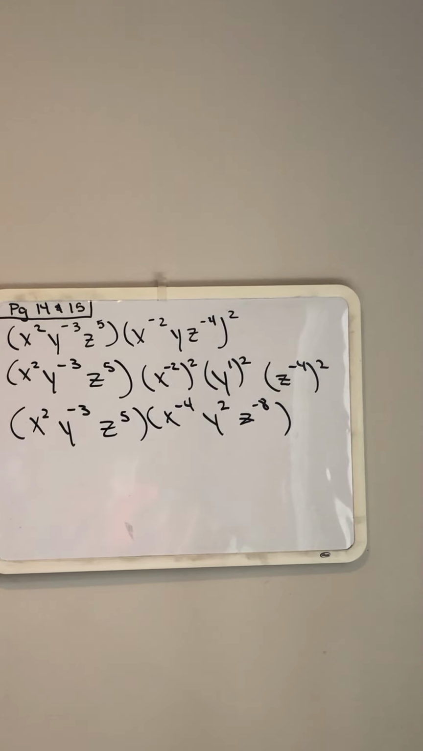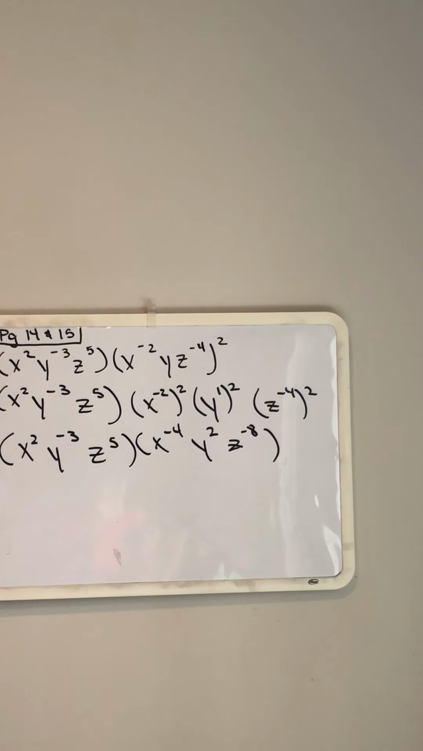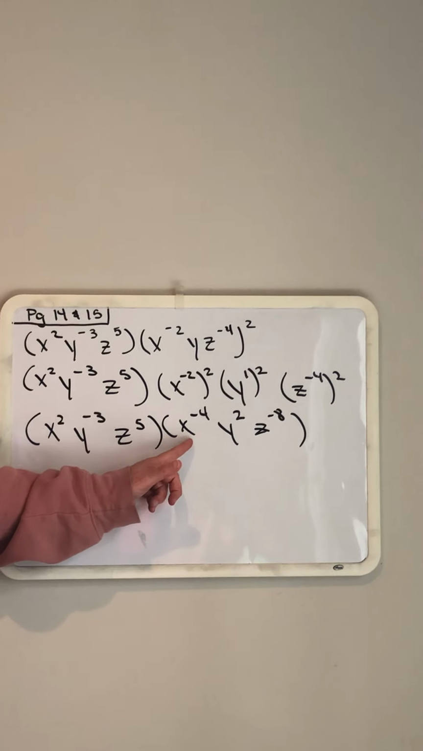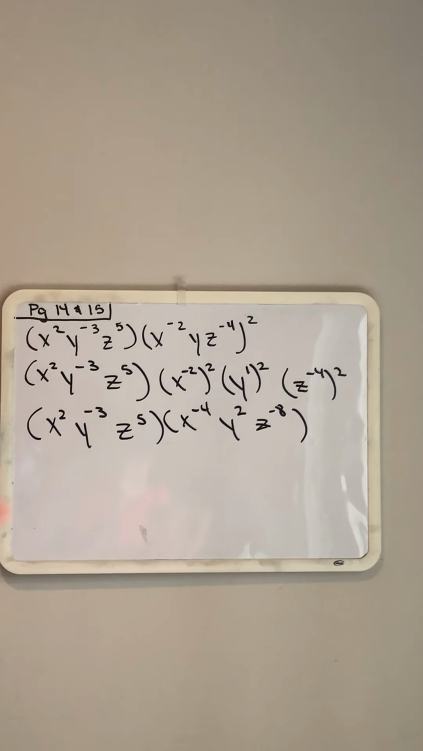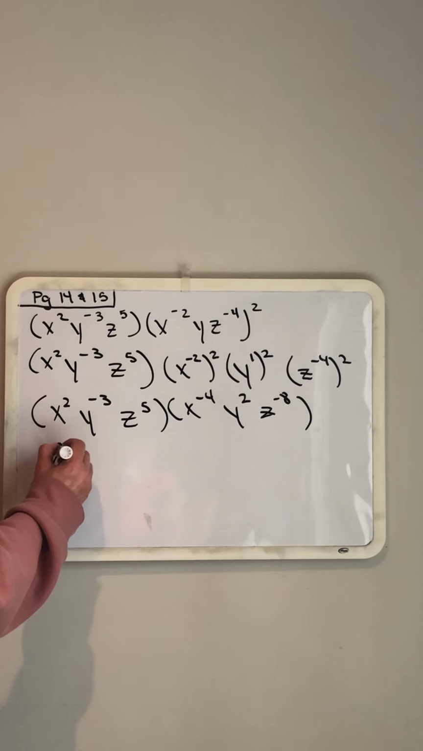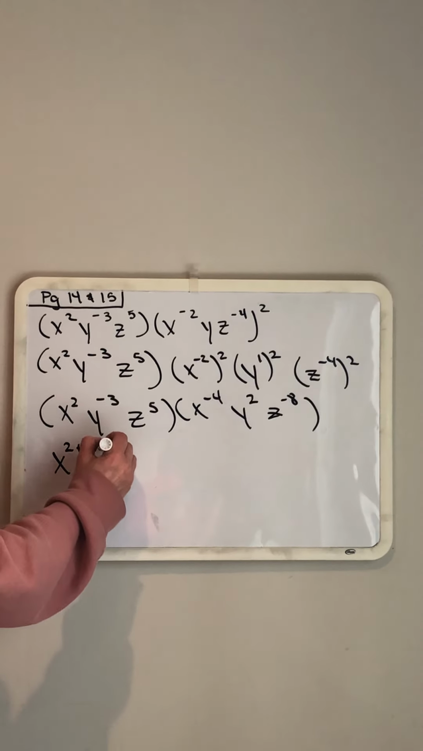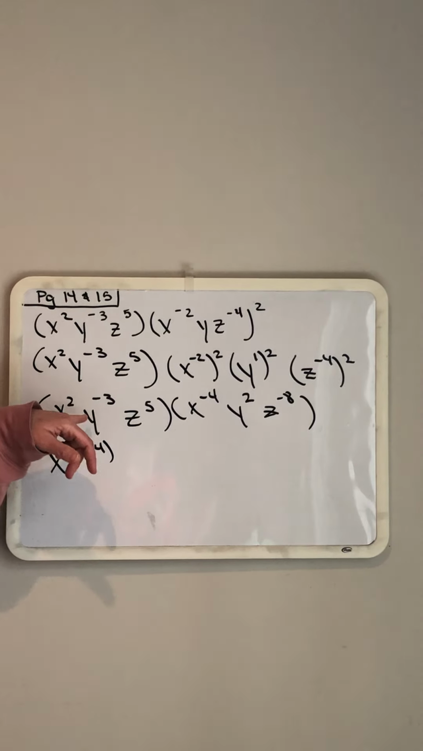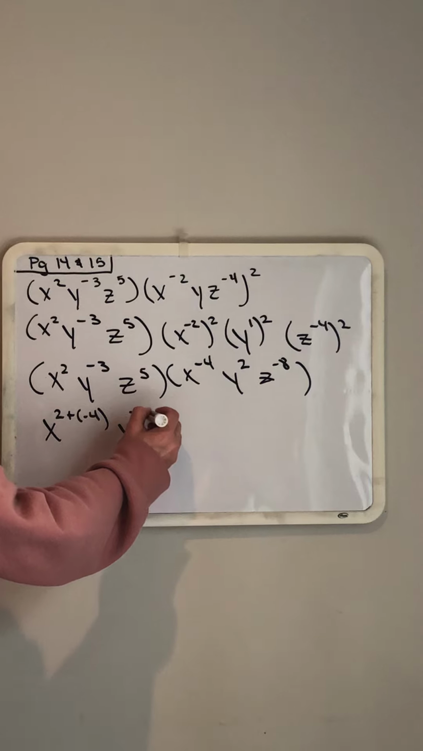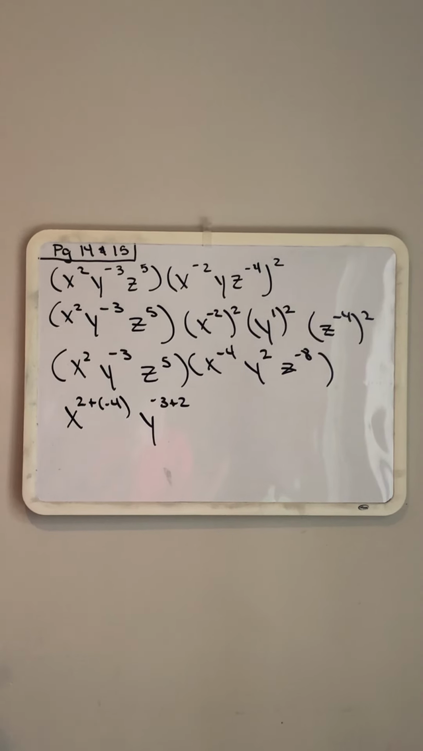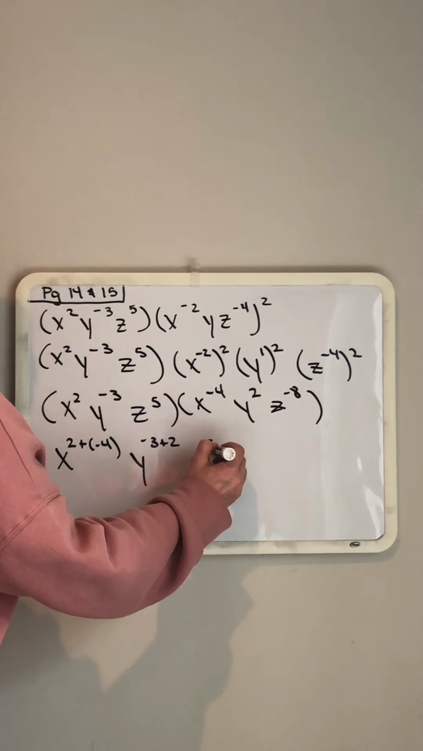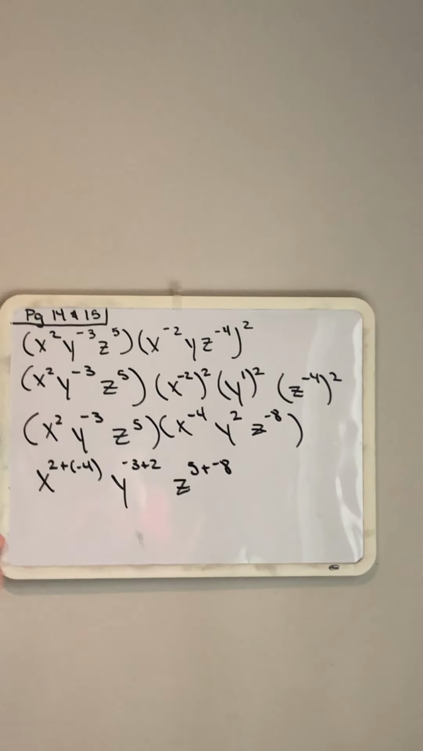Now, when you look at this, you're like, what am I supposed to do with that? Because the variables aren't next to each other. But really, x to the second and x to the negative fourth are just two of the same base being multiplied, so you add the powers. So this becomes x to the 2 plus negative 4. For the y's, you have y to the negative 3 plus 2. And for the z's, you have z to the 5 plus negative 8.